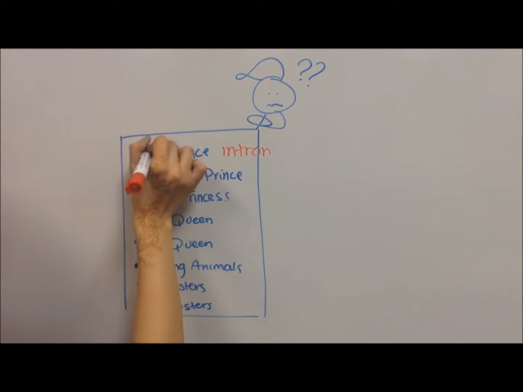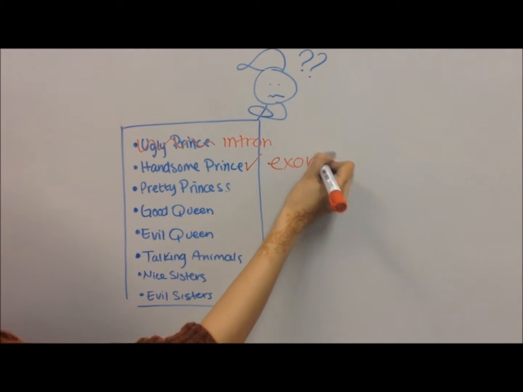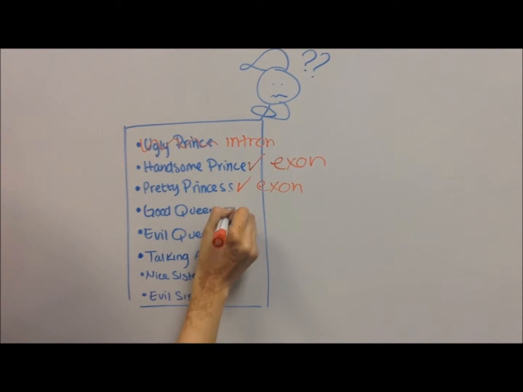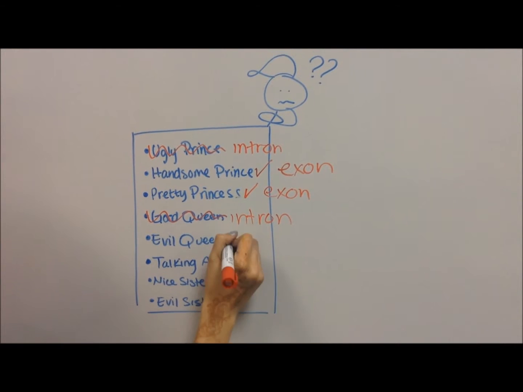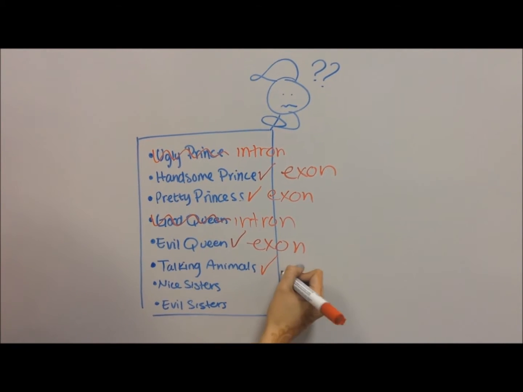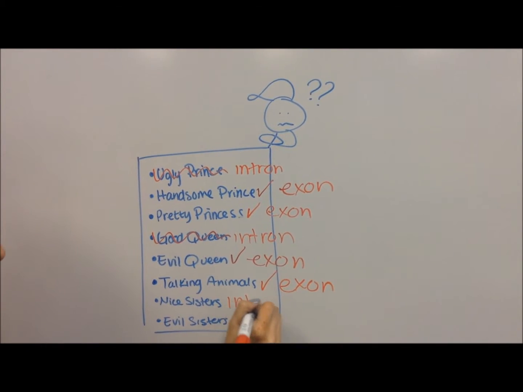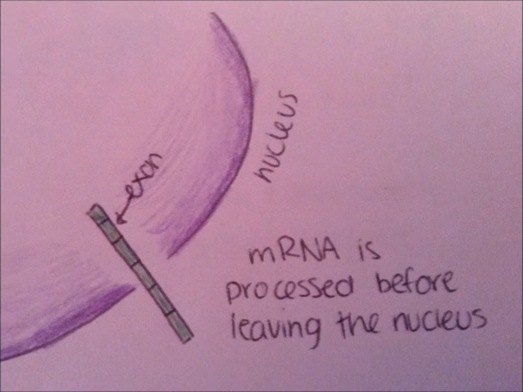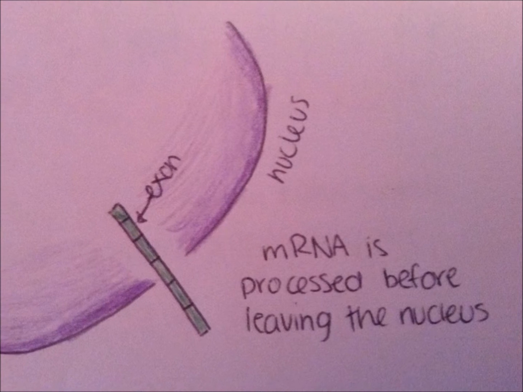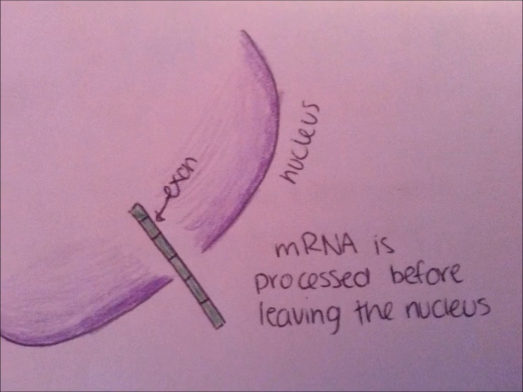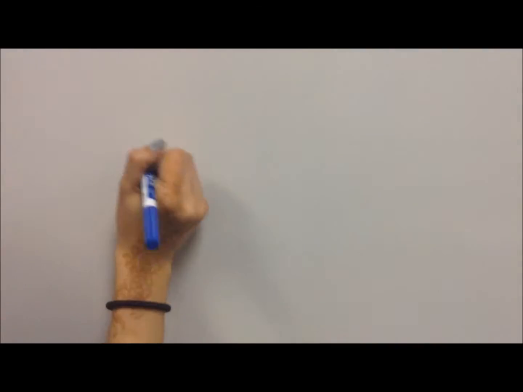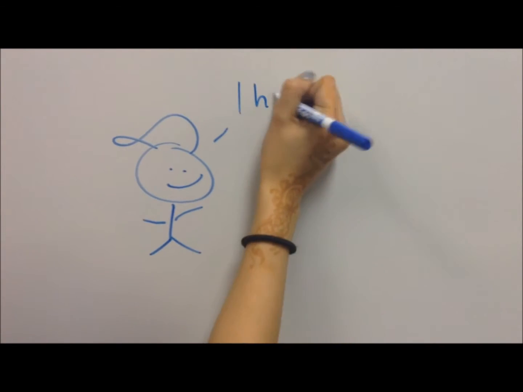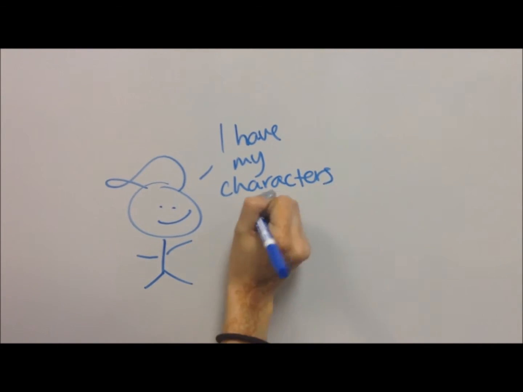After mRNA is produced, it is processed. Introns are spliced as shown here. Now the mRNA is ready to leave the nucleus and start creating protein.